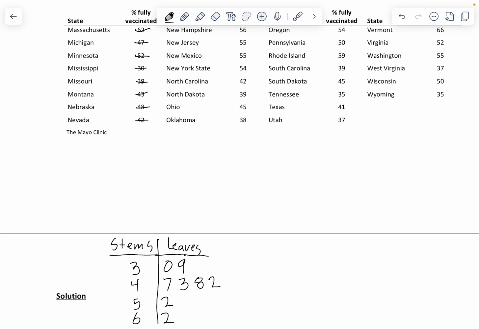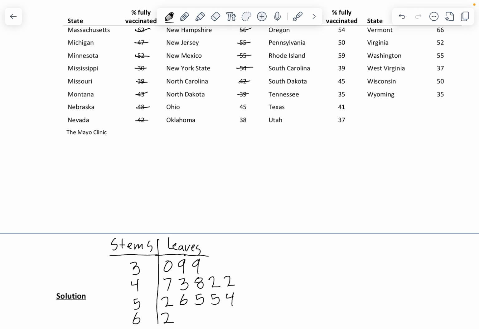New Hampshire is 56. So I'll put a 6 right there. New Jersey is 55. Put a 5 right there. New Mexico is 55. Put a 5 right there. New York State is 54. Put a 4 right there. North Carolina is 42. Go back to my stem of 4 and put a 2 right there. 39. Put a 9 there.